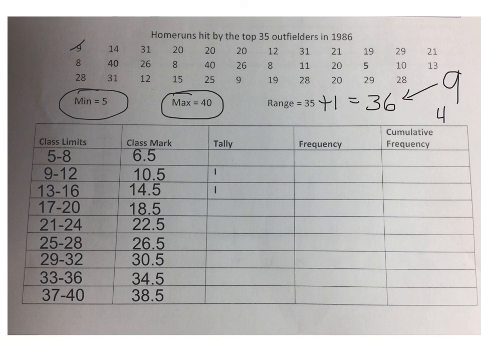14, 31, 20, and I'm going to keep going. And if you want to cross them off so you don't double anything up, go ahead and do that. So go ahead and make all your tally marks. Once you do that, come back to the video.